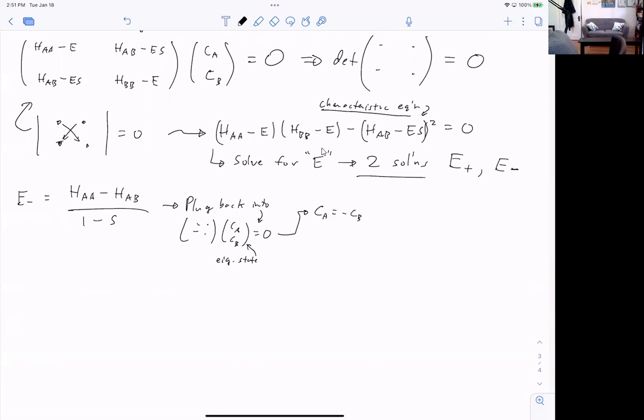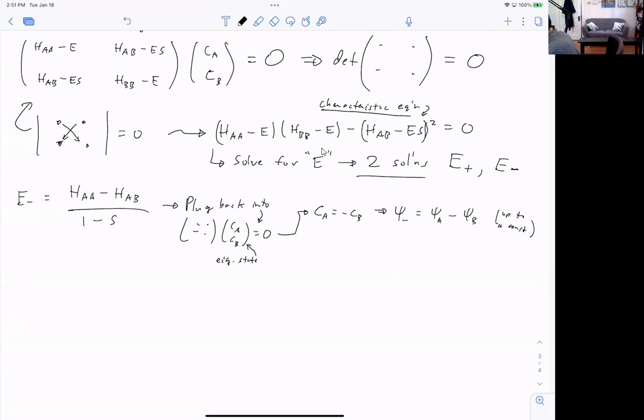And then we see that CA equals minus CB. And so from the definition of psi, because psi is equal to CA times the first orbital plus CB times the second orbital, we see that psi minus can be written as psi A minus psi B, where I've just divided everything by CA, up to a constant.